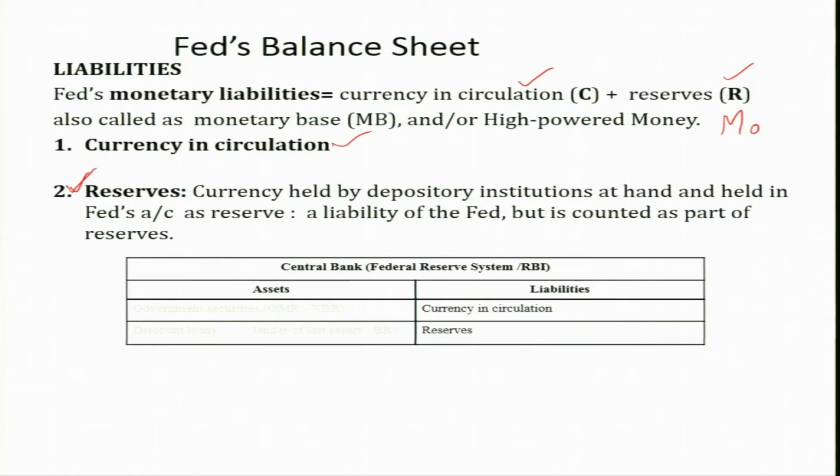And coming to the second component, that is reserves. Reserves means currency held by depository institutions at hand and held in the Fed's account as reserves. So, it is a liability of the Fed, but is counted as part of reserves. To summarize, in the Fed's balance sheet the liabilities are currency in circulation and reserves, that means currency held by depository institutions at hand as well as held in the Fed's account, both considered as reserves.